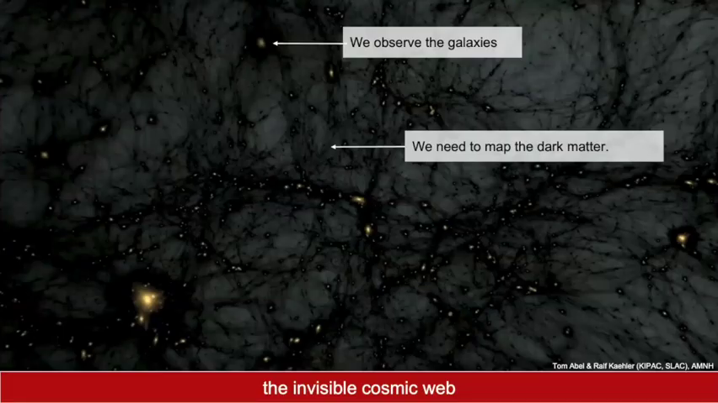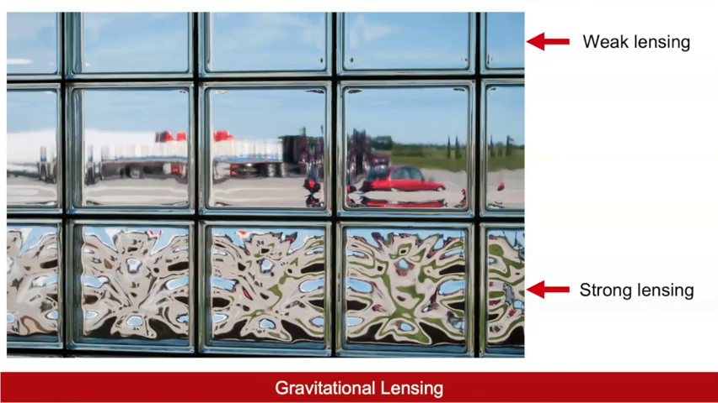Right. So if you could look at the distribution of matter, you would see something like this. You have this black filamentary voidy stuff that you can't see. And there are these little islands of light where the galaxies are, and you can see that they trace each other. But we need to somehow find a way to take the galaxies we can see, the golden stuff, and use that to figure out where the dark stuff you can't see is. The way that we do that is with gravitational lensing.